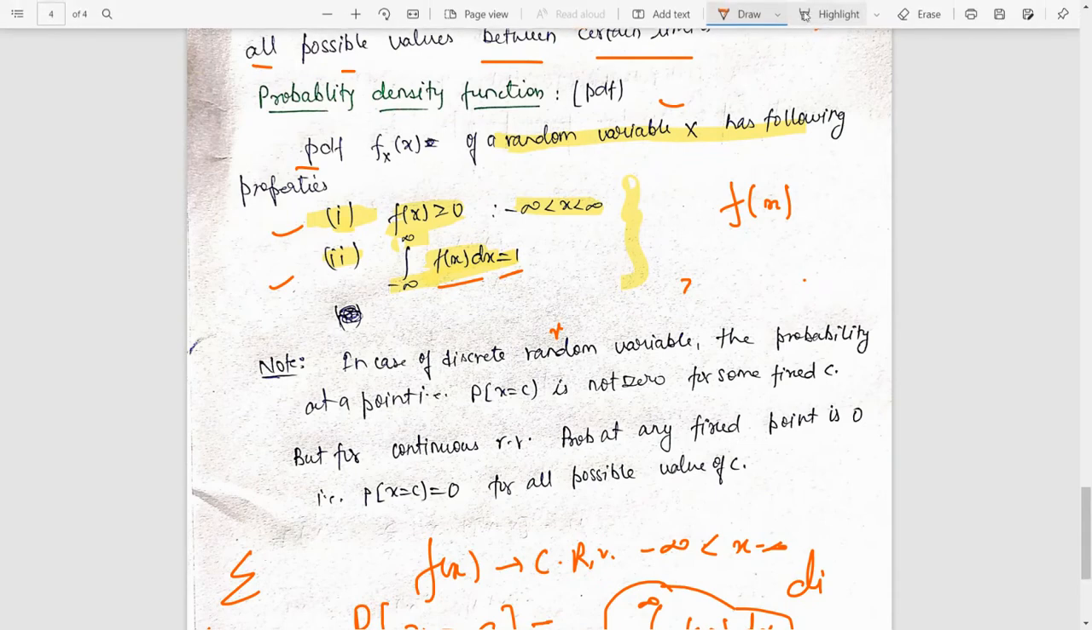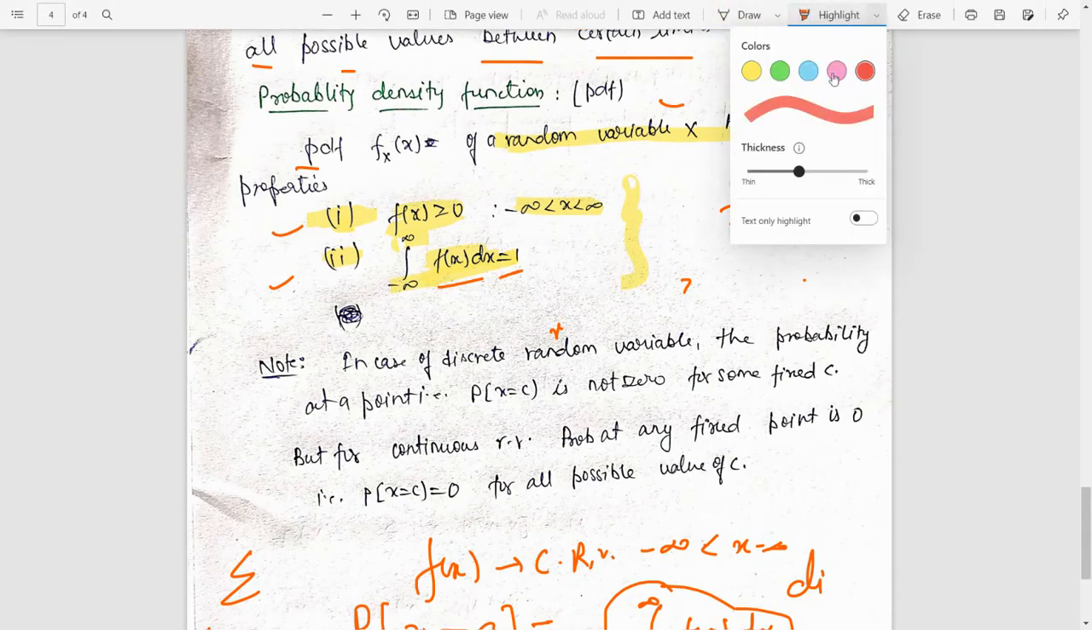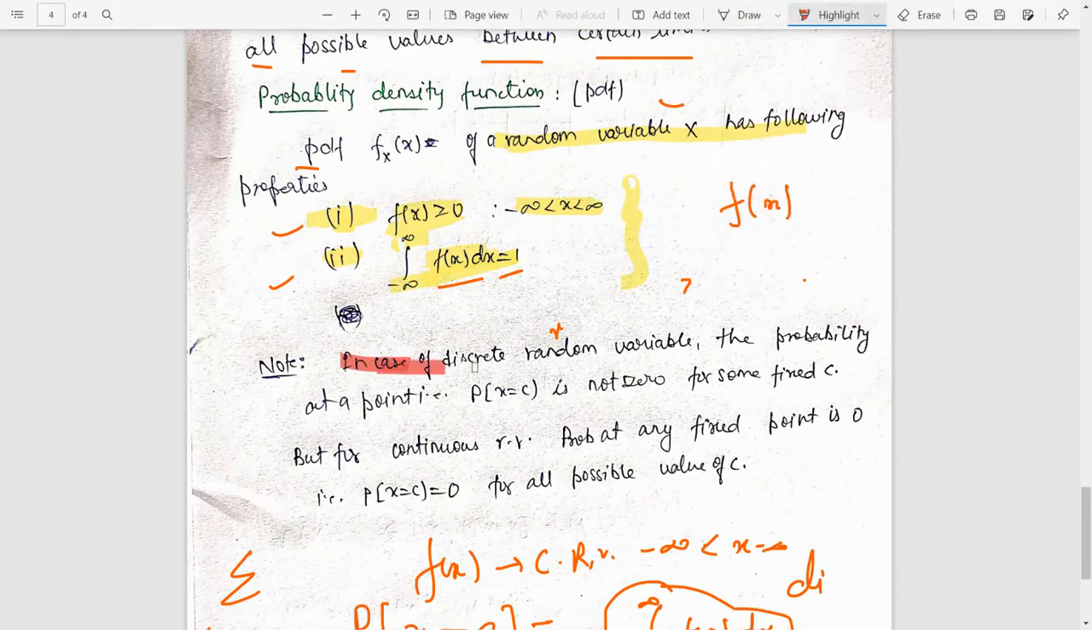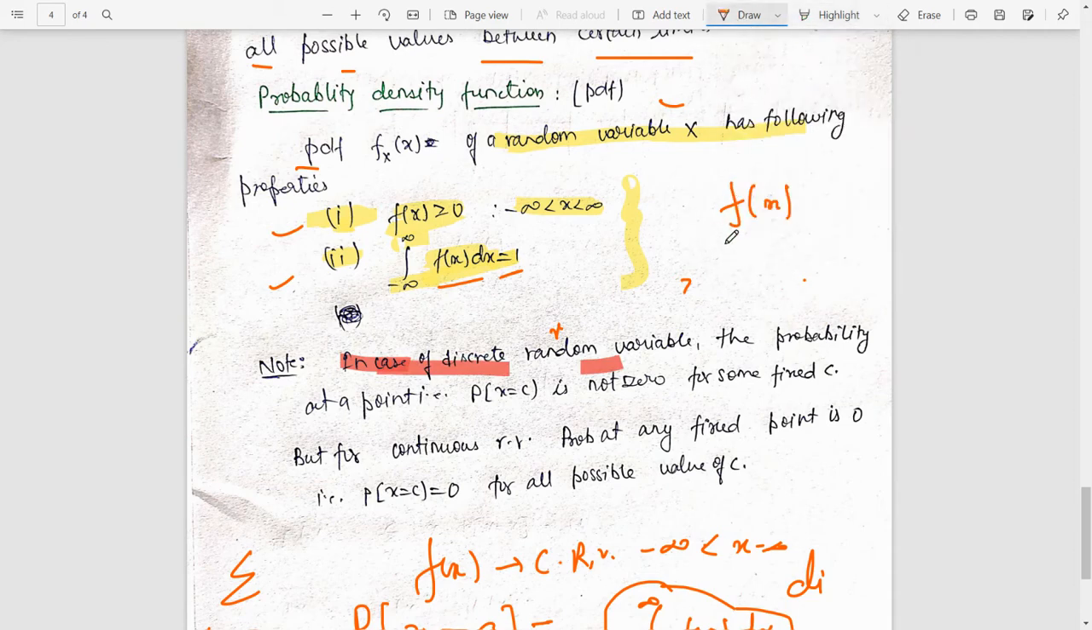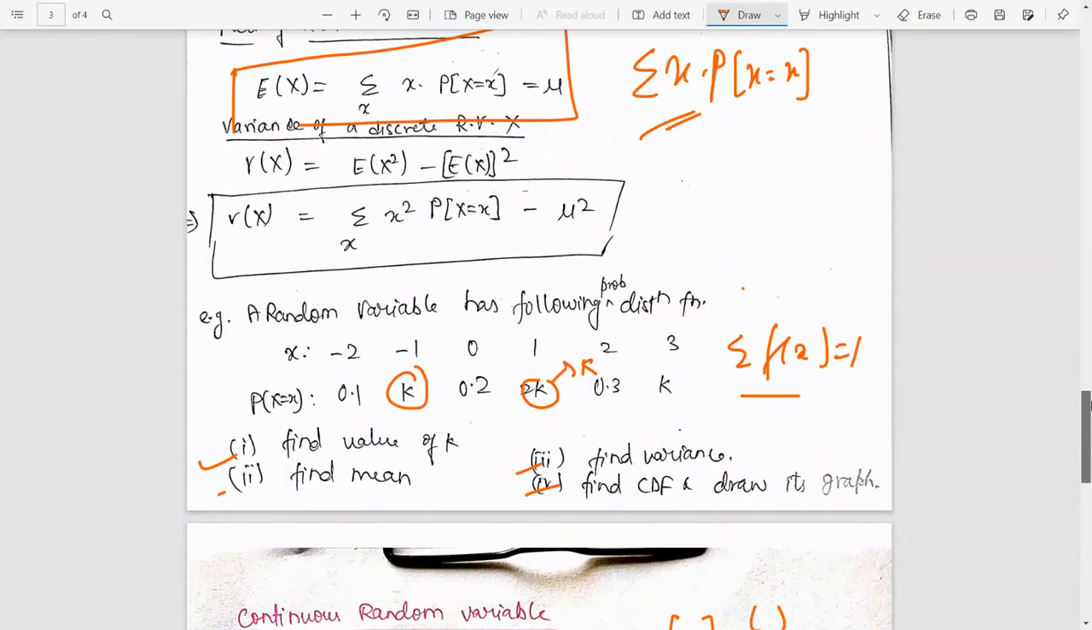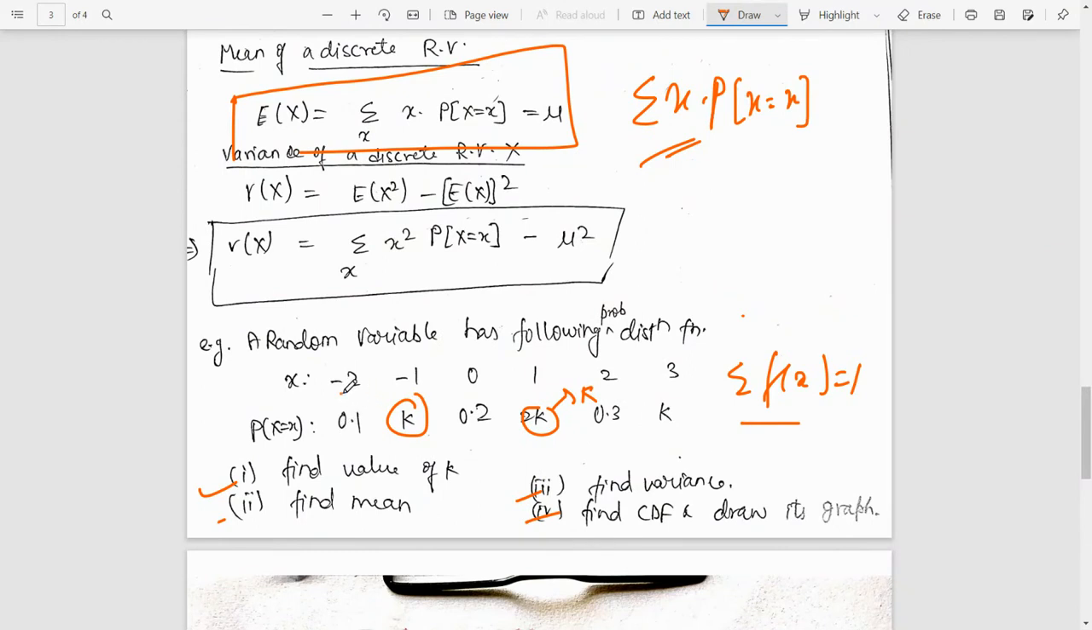The next important thing is the probability at a point in the case of a discrete random variable. Let's say this is your f(x), with points like -2, -1, 0, 1, 2, 3. Let's say you want to find the probability at point 1. You put x equal to 1 and see what the value is. On the basis of that, you find your probability.